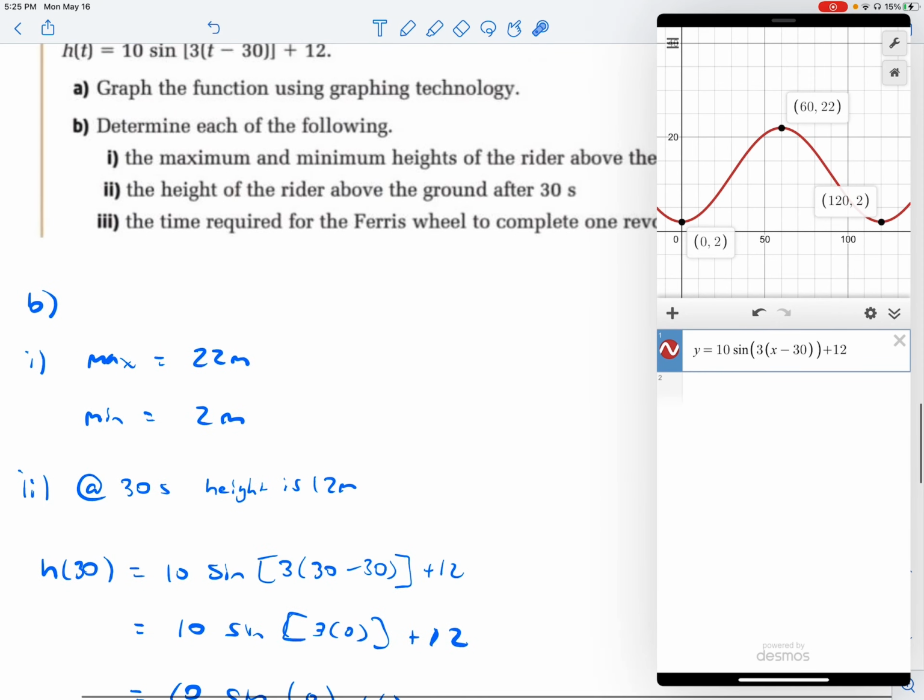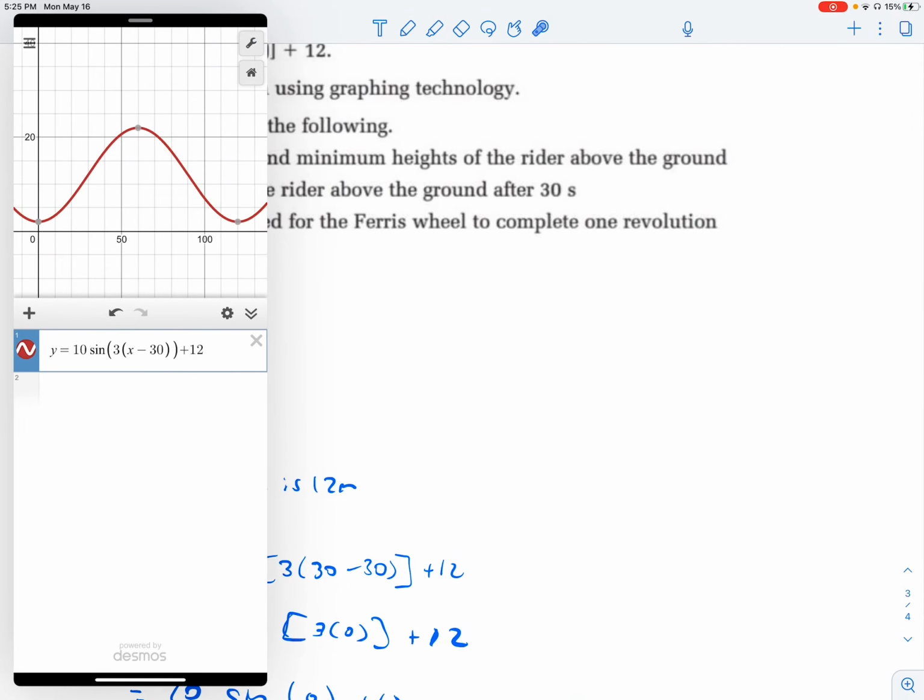Okay, and then part 3ii, we have the time required for the Ferris wheel to complete one revolution. Well, that's pretty easy. We're starting at a minimum, and we finish at a minimum. So it looks like it takes 120 seconds. Or we can put that in terms of minutes, and we could just say 2 minutes.